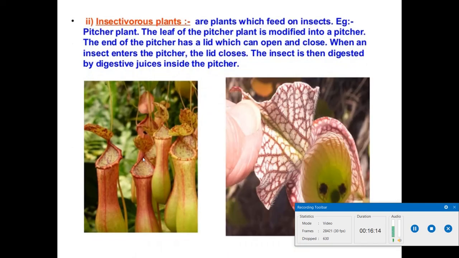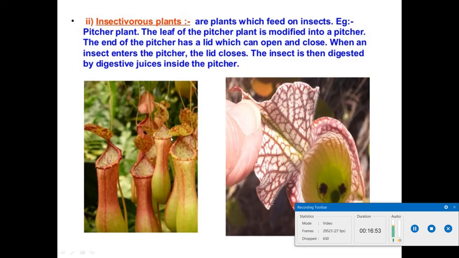Now, what are these plants termed as? They are termed as insectivorous plants. So just now you have seen some of the important pictures where the plants are eating the animals, insects. So such plants which feed on insects are called insectivorous plants. Examples: pitcher plant, sundew plant, Drosera, and Venus flytrap are examples of insectivorous plants.